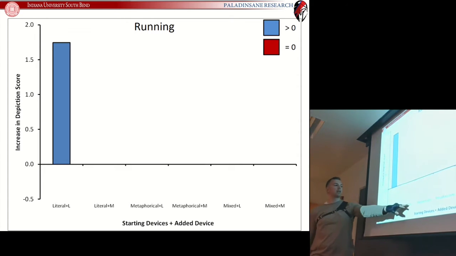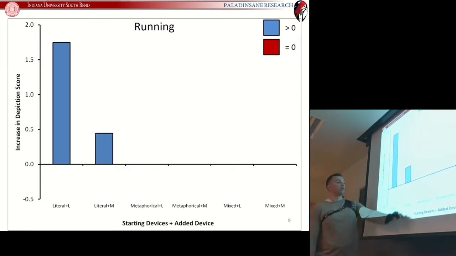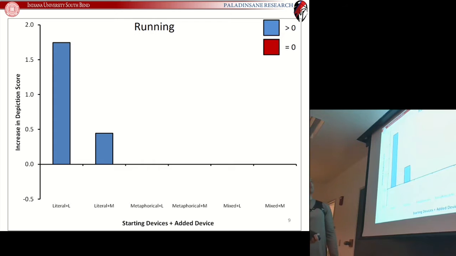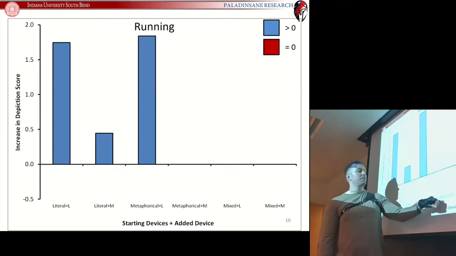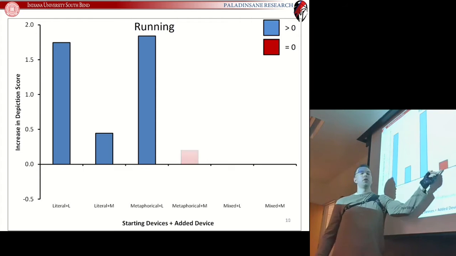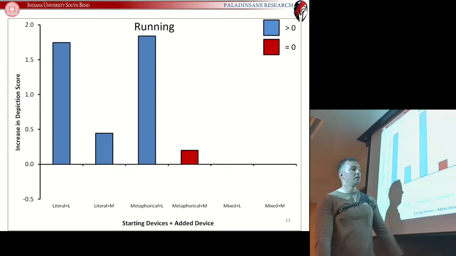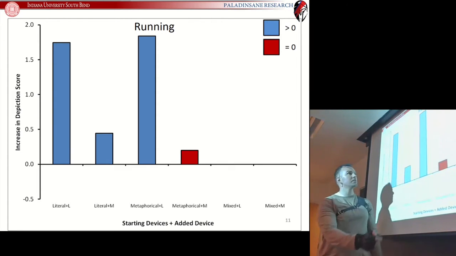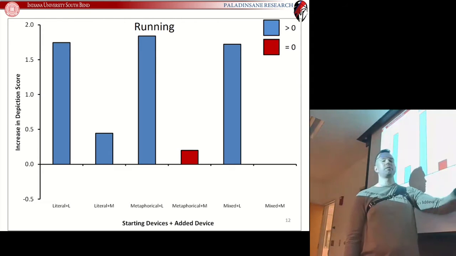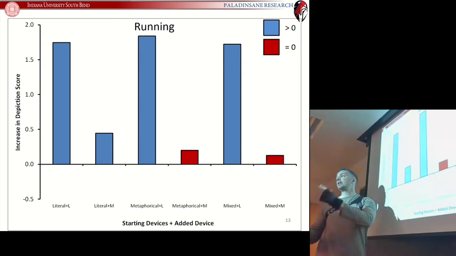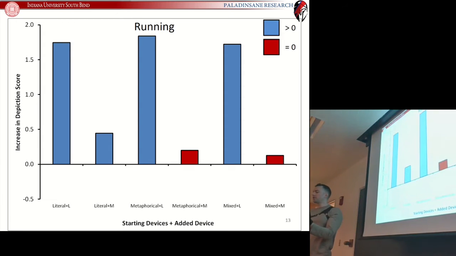And then for adding a metaphorical device, there was an increase in depiction scores. When you added literal to metaphorical, there was an increase in depiction scores. However, when you added metaphorical to metaphorical, no increase, not significantly different. But when you added literal to mixed, positive increase again. However, when you added metaphorical to mixed, once again, no increase in depiction scores.